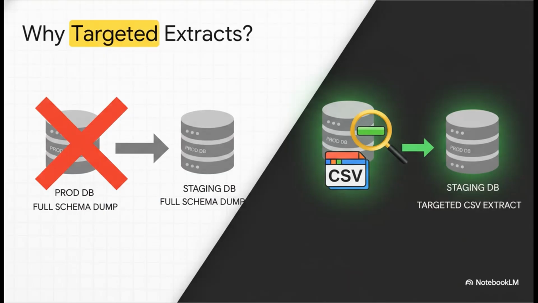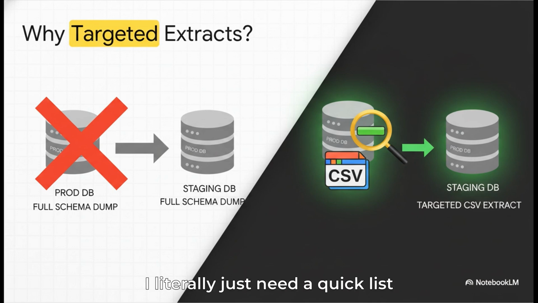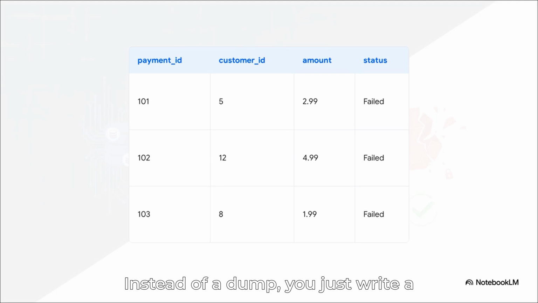Let's pivot for a second. What if your developer comes back and says, actually, hold up, I don't need the whole table. I literally just need a quick list of the failed payments from the last 24 hours to throw into a spreadsheet. Running a massive MySQL dump for that? Complete overkill. This is exactly where we switch gears to the Table Data Wizard's CSV capabilities. Instead of a dump, you just write a targeted SQL query. You do a quick join between the payment and customer tables to isolate exactly what's needed. The resulting data is perfectly curated, just the transaction details merged with the relevant customer records. It's clean, specific, and totally manageable.